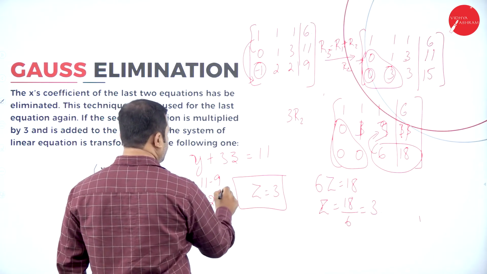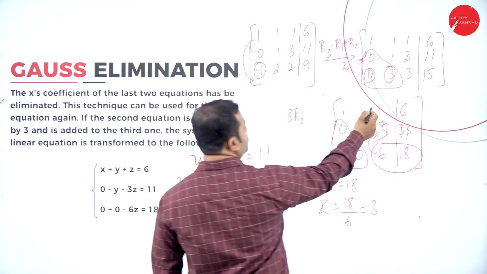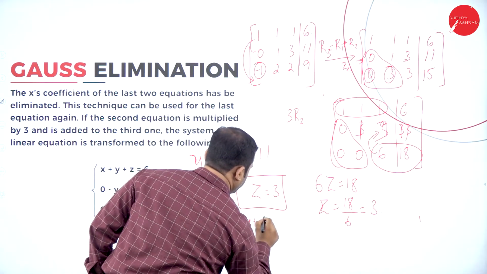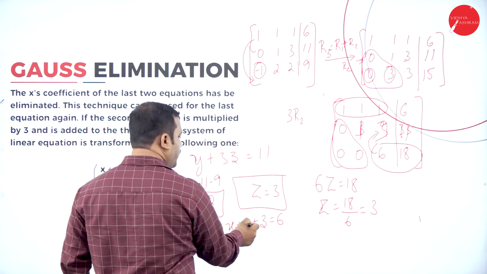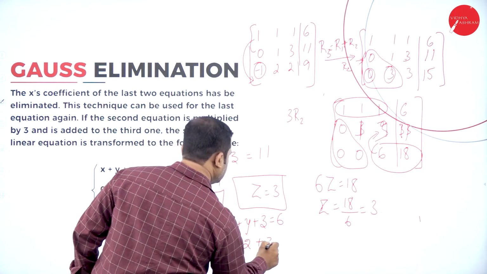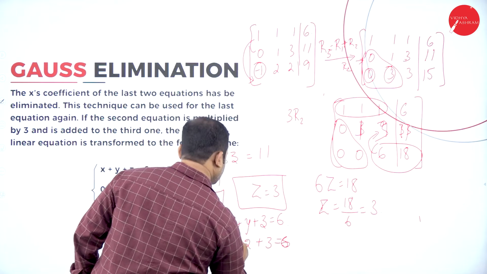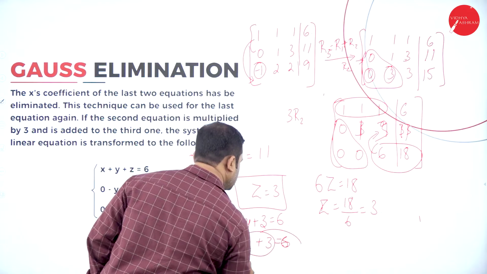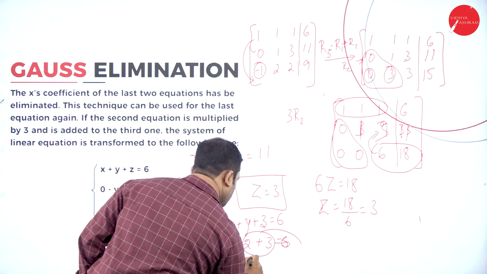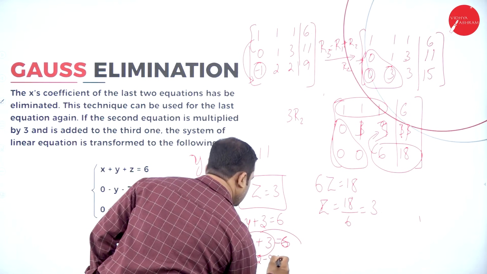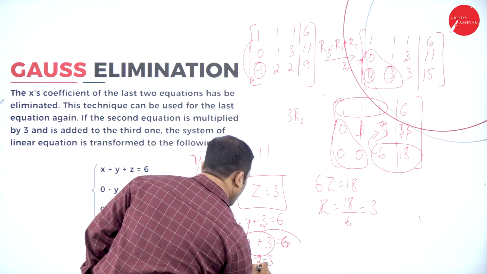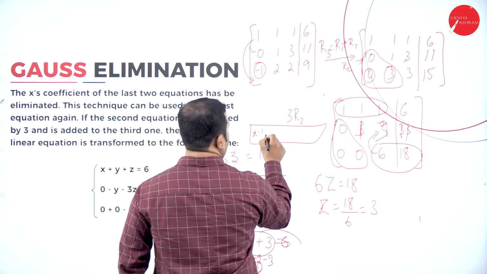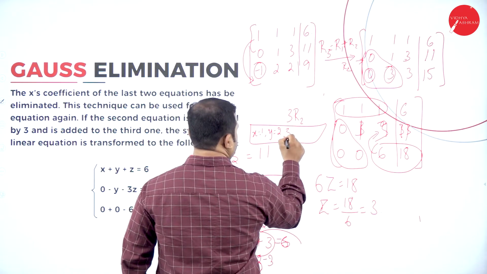Now I have got the value of y and z. If I substitute this value into this equation, x plus y plus z is equal to 6. What is the value of y we have obtained? 2 plus 3, which is equal to 6. That is x plus 2. If I bring these terms towards this side, what happens? It becomes x equal to 6 minus 2 minus 3, which is x equal to 1. This is the value we have obtained. So the unknowns are x equal to 1, y is equal to 2, z is equal to 3.